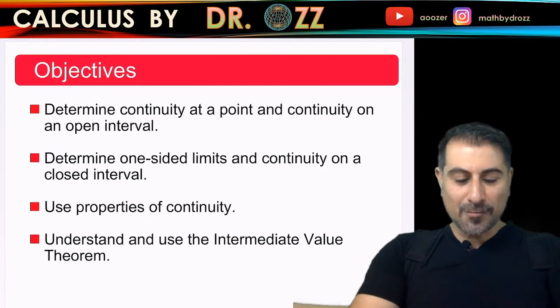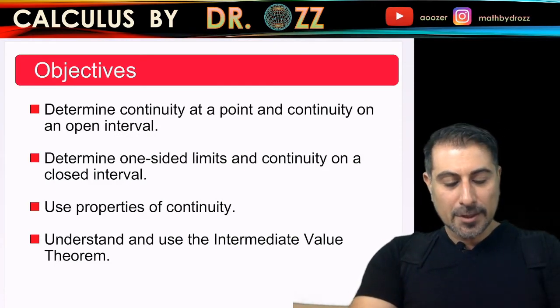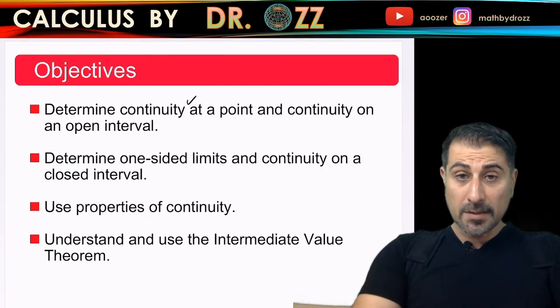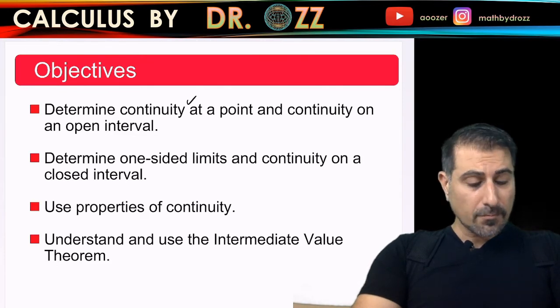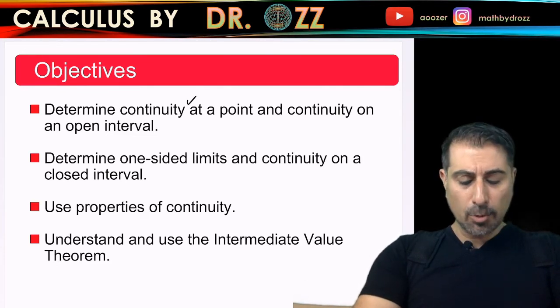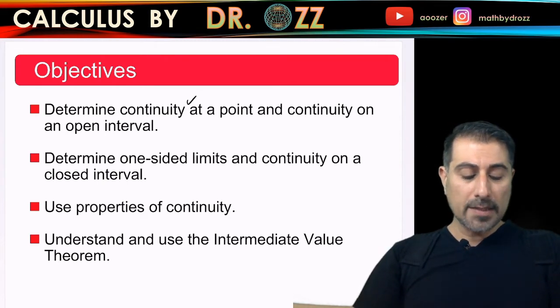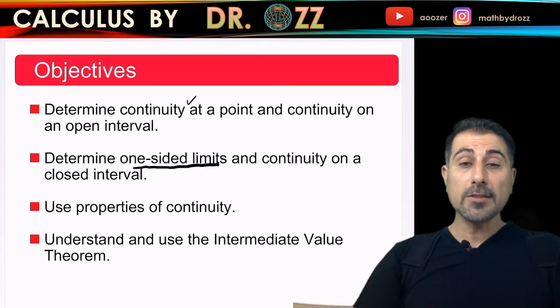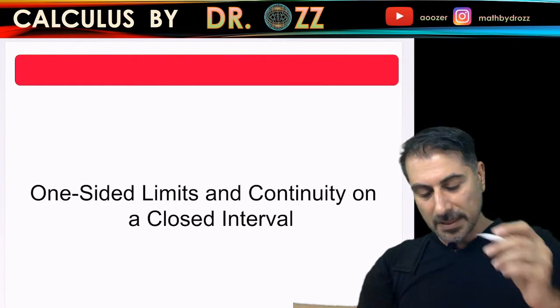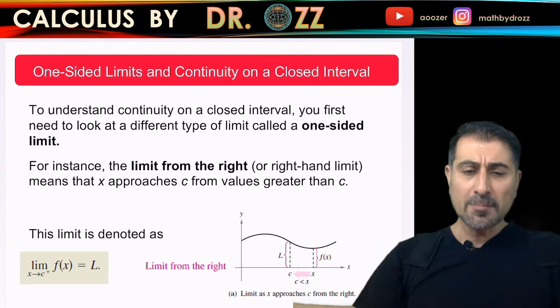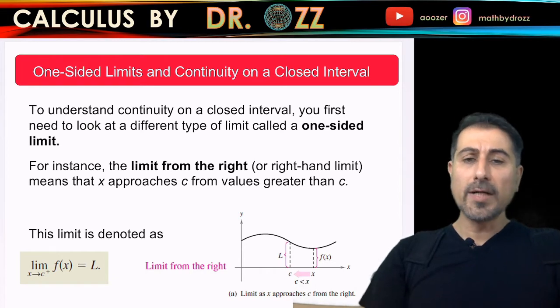All right, in the first video, we defined continuity. We checked all three conditions of being continuous at a point, and we defined the continuity on an open interval. And now we're going to talk about one-sided limits and therefore continuity on a closed interval. Let's hit the road. Let me just give you the definition of one-sided limits.